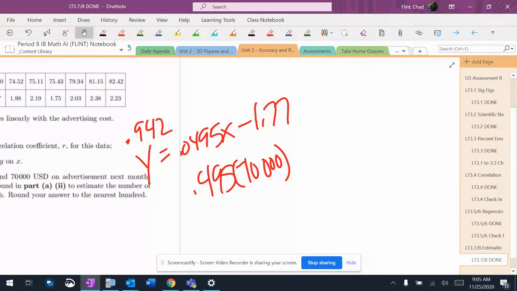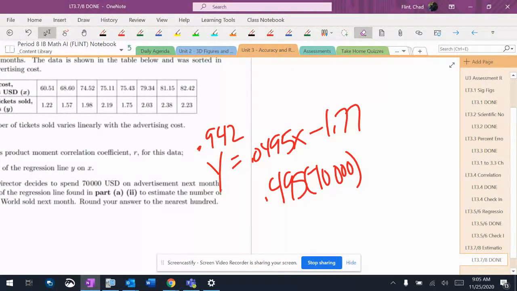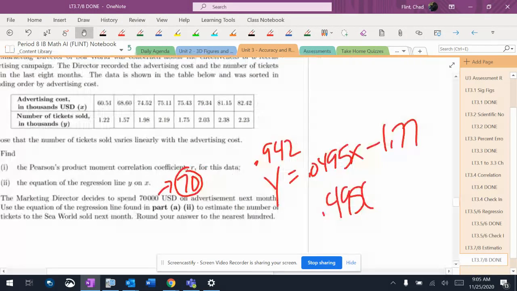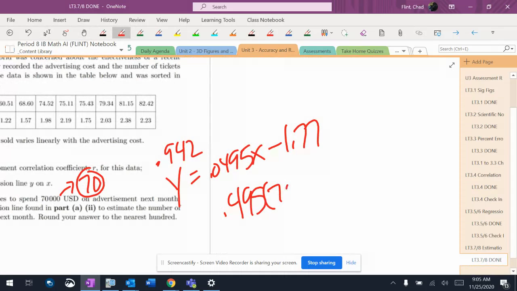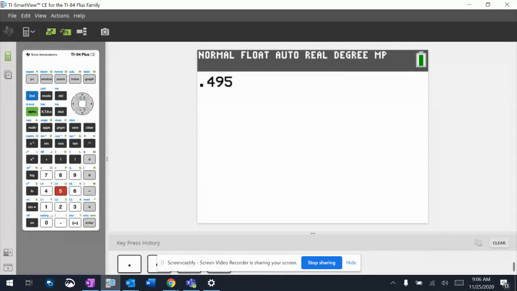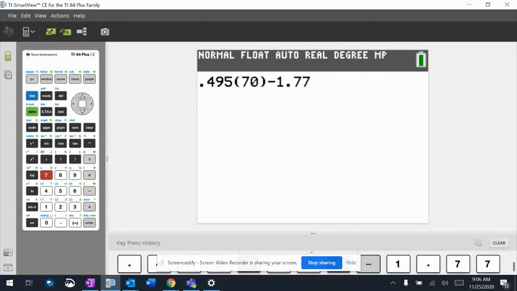Whoops, hang on. Don't put 70,000 in there like that. That's what they want you to do, okay? So it says advertising cost in thousands. So 70,000 in thousands is 70. Okay, evil trick there that I just about fell for. Now, I would have got an answer that was completely ridiculous in terms of the numbers that are there. So that hopefully would have clued me in right away, but maybe not. So 0.495 times 70 minus 1.77.